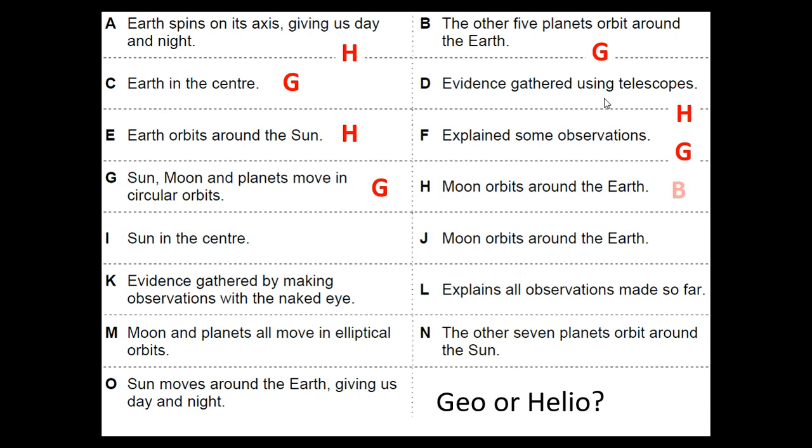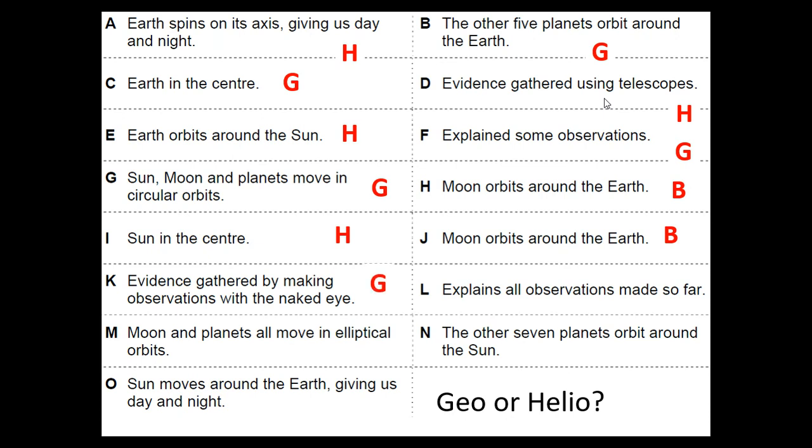The moon orbits around the Earth. That's both of them. So that's one of the few observations that fit both models. The sun is at the center. That is the heliocentric. J is a repeat of H. Apologies for the mistake there. That's both. K, evidence gathered by making observations with the naked eye.